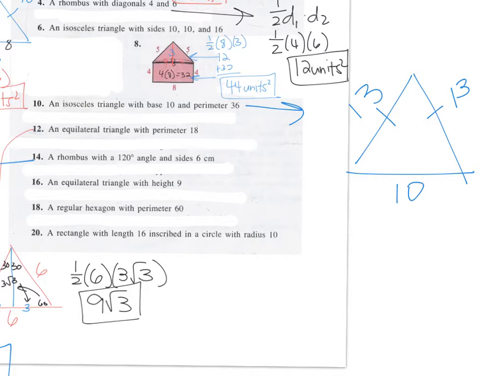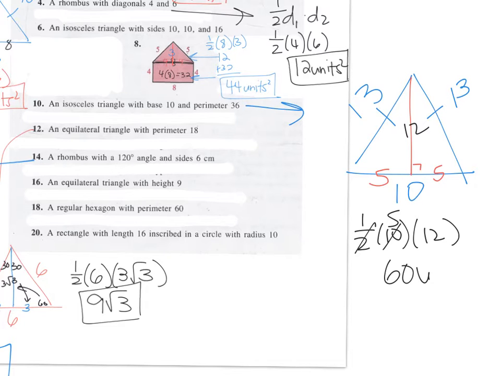13, 13. Now I need the height. What did I just do to the bottom? 5 and 5. What's my height? 12. 5, 12, 13. 1/2 base times height. 5 times 12, which is 60.